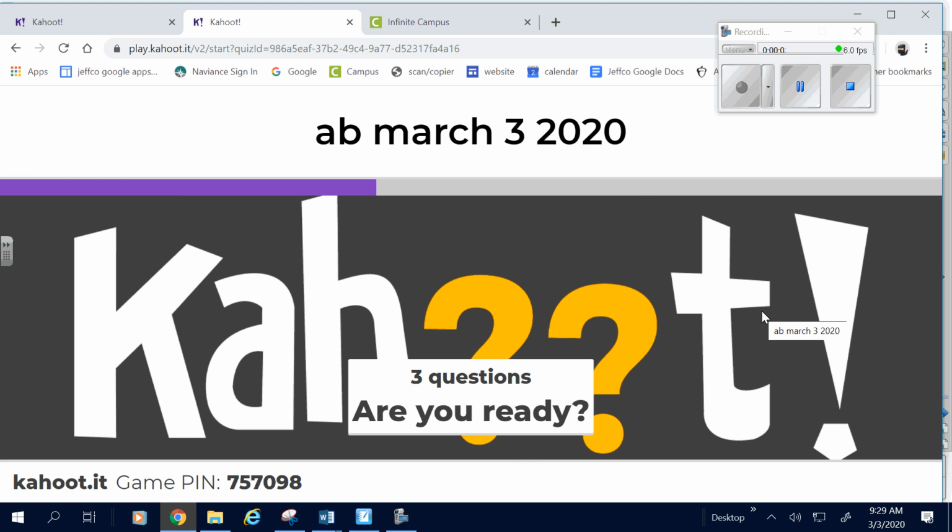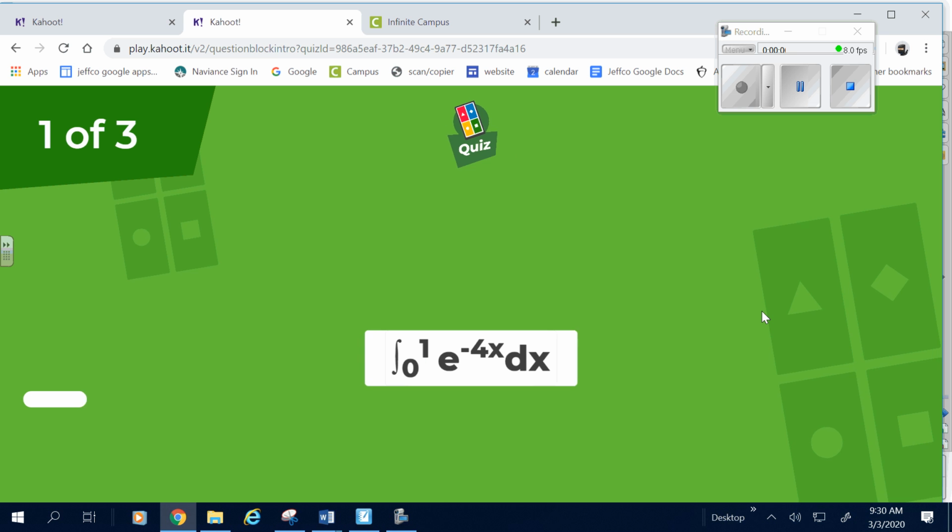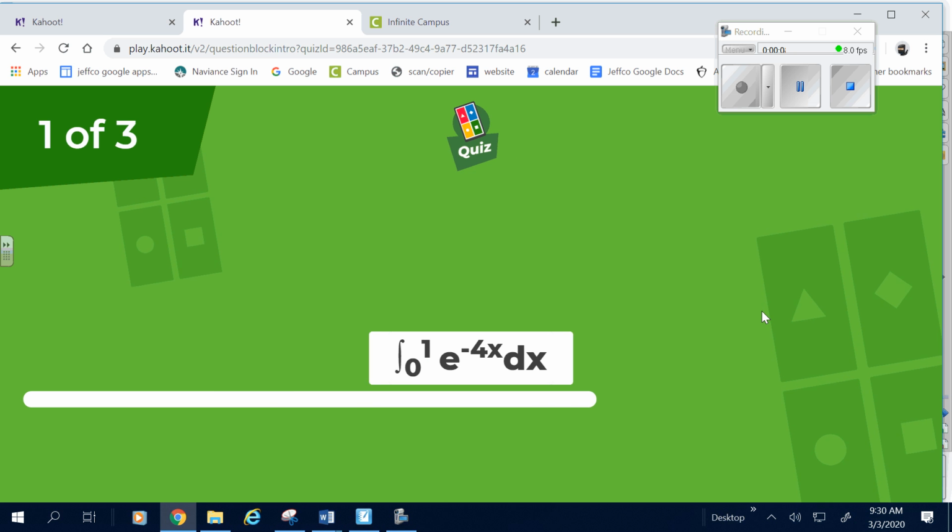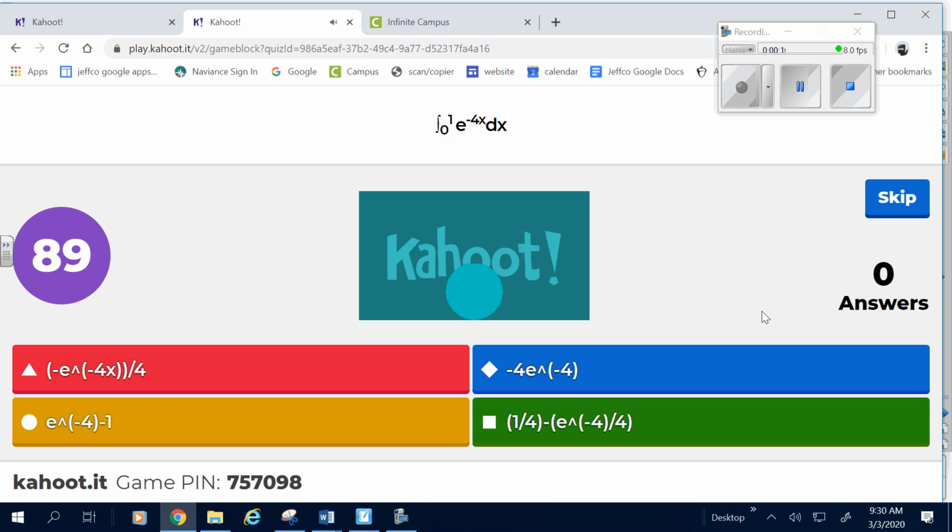Mark, I can't. Are you ready? It's not loading. That's awkward. E to the negative 4x integrated from 0 to 1. Oh, I was trying to scroll. Oh my goodness, the pressure's getting to me.